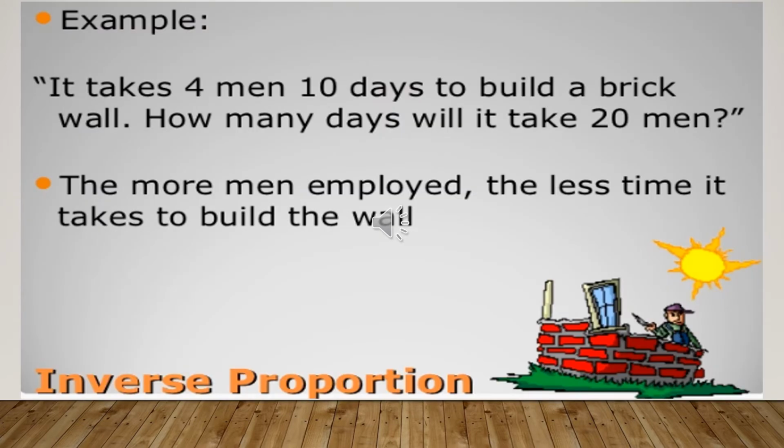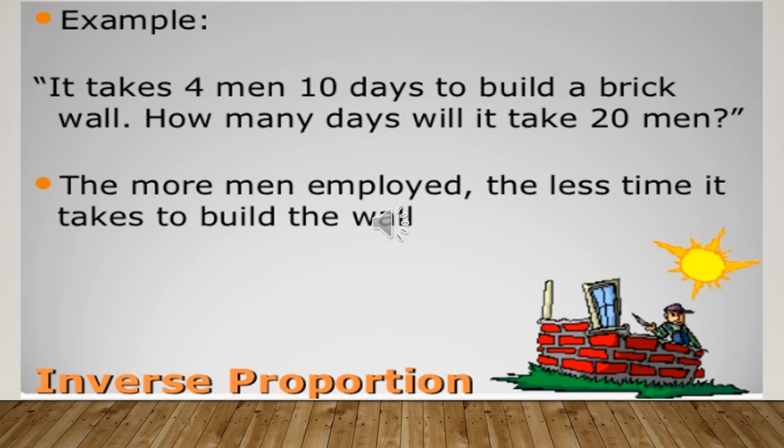Now let's take the following example. It takes 4 men 10 days to build a brick wall. How many days will it take 20 men? It is very clear that if more men are going to build a wall, it will take less time. It means the more men employed, the less time it takes to build the wall. So basically it is inverse proportion. We are increasing one quantity, so the other quantity is decreasing.